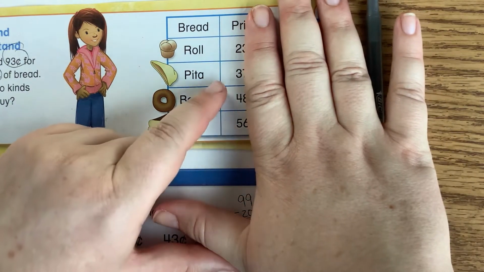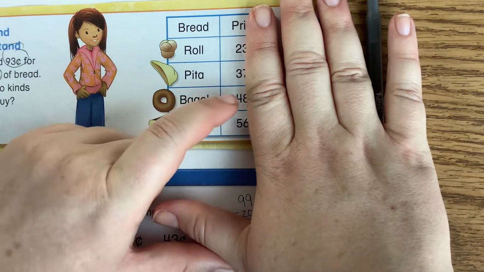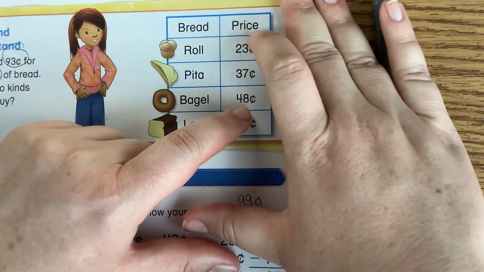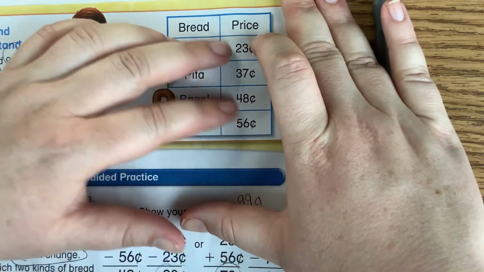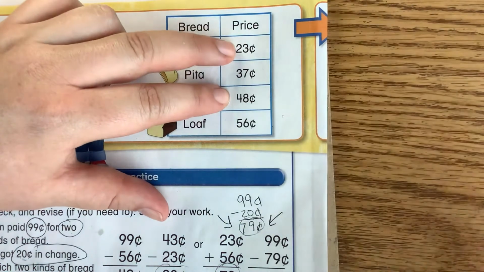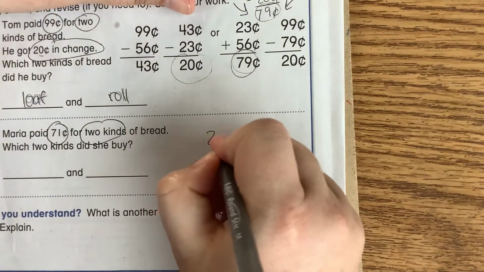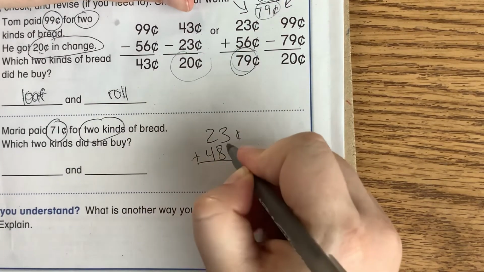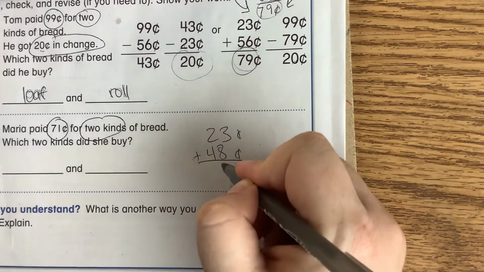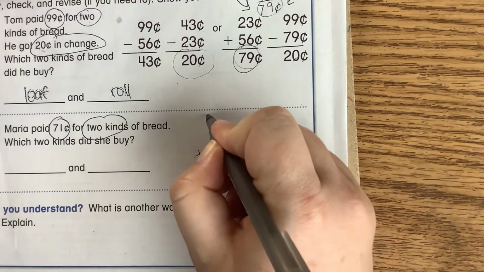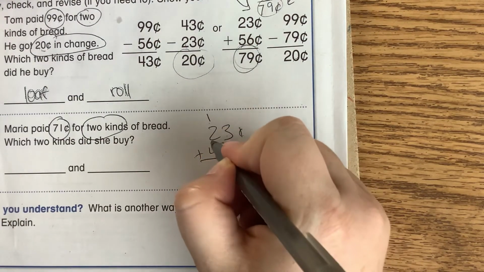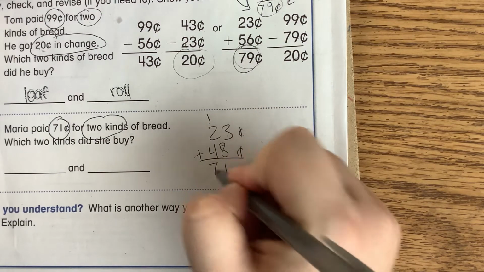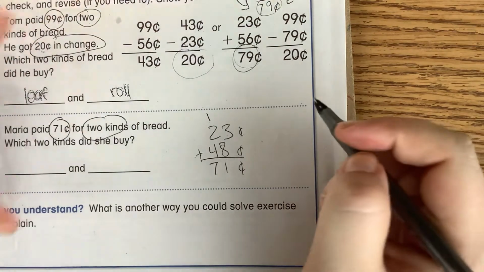You could do 5 plus 3 is 8. That's too big already. 4 plus 2 is 6. I wonder if you're going to regroup. If I look, ooh, 8 plus 3. Let me try these two. Let me try 23 and 48. 23 plus 48 cents. Let's see, 3 plus 8, 8, 9, 10, 11. I'm going to regroup 10 ones to 110. 1 plus 2 is 3, and then 7. Oh, hey, it worked out.